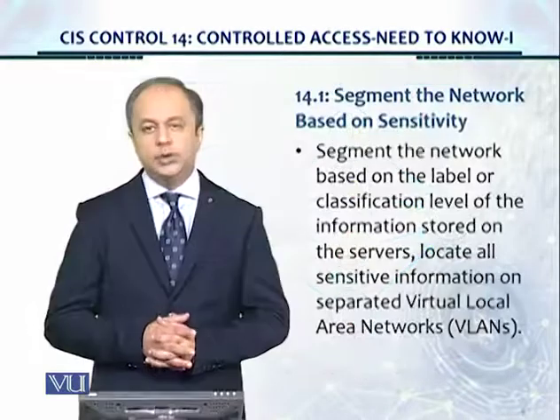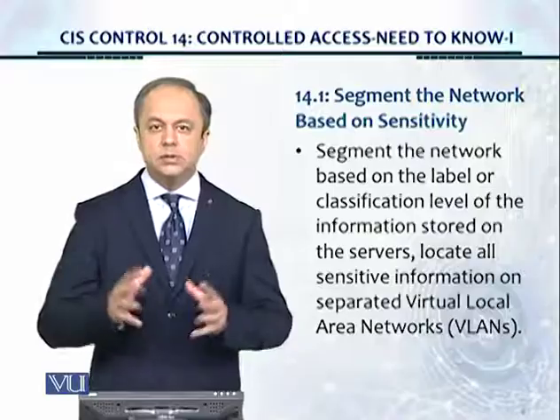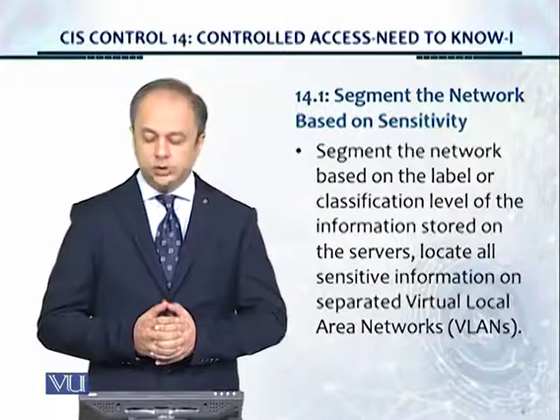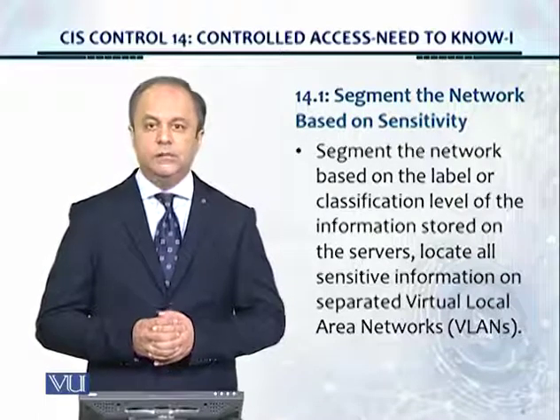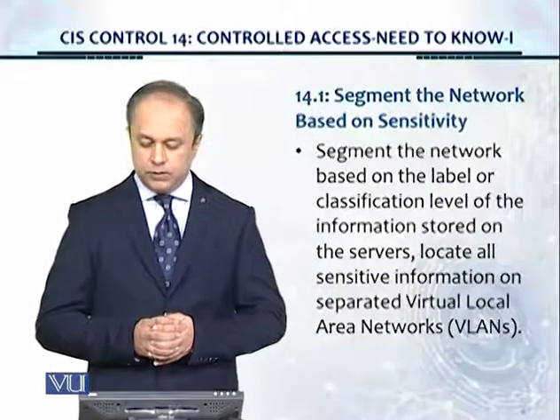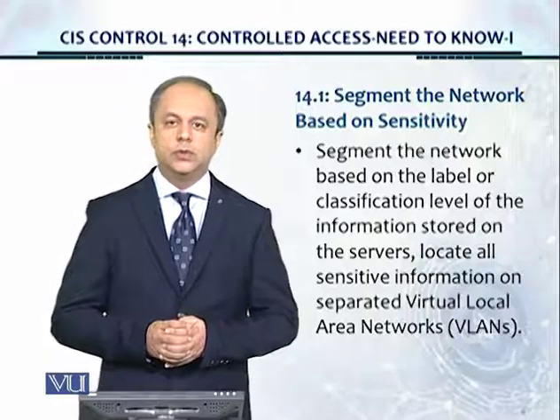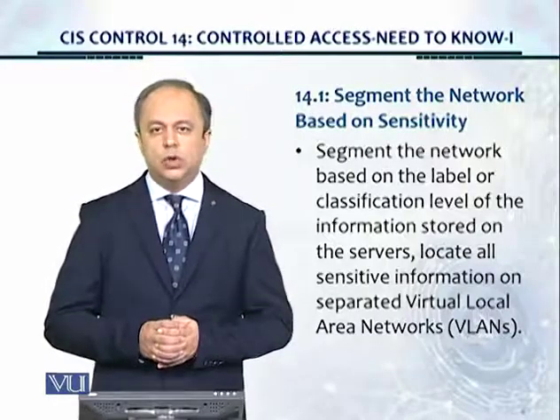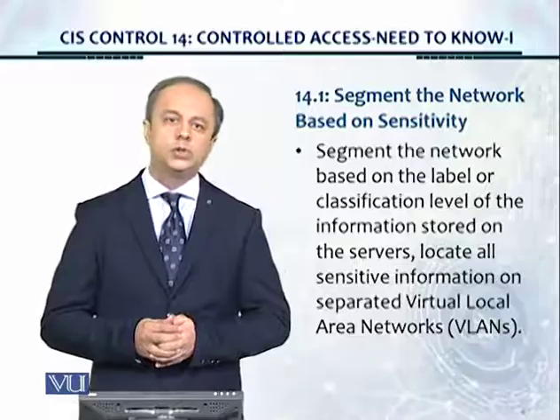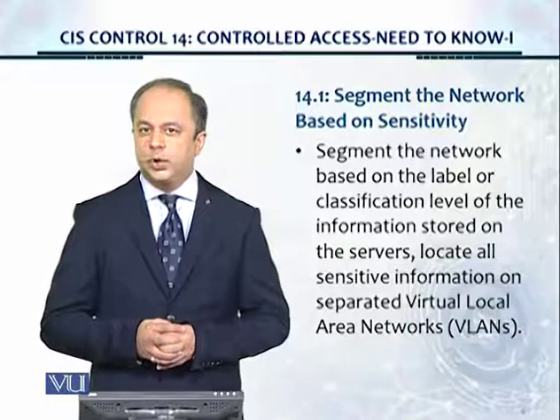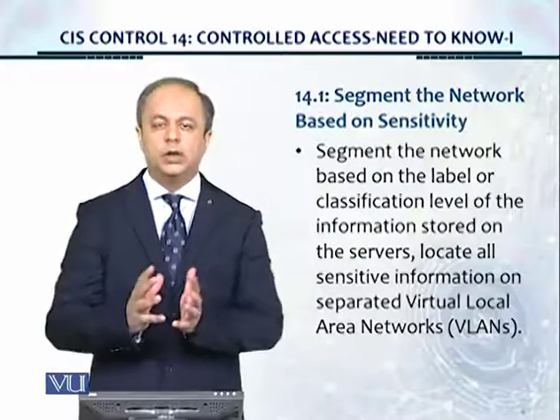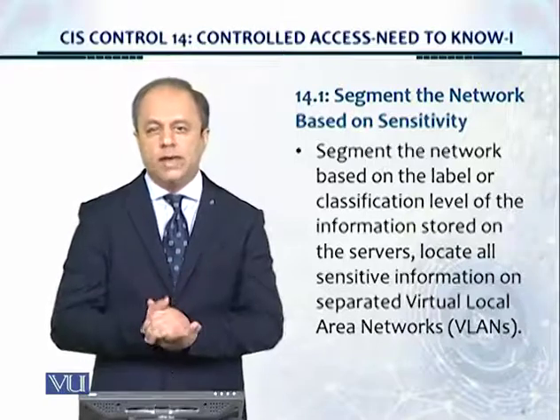Now, control number 14.1 tells us to segment or break up the network based on sensitivity. Segment the network based on the label or classification level of the information stored on the servers. Locate all sensitive information on separated virtual local area networks, or VLANs. So what we're actually saying is that if there is a very high security zone, or an area in your organization which is processing critical information, or there are servers which are storing or processing critical information, then segment that part of the network logically with the help of VLANs.